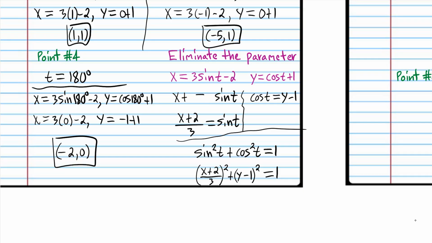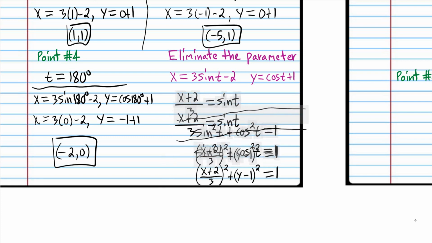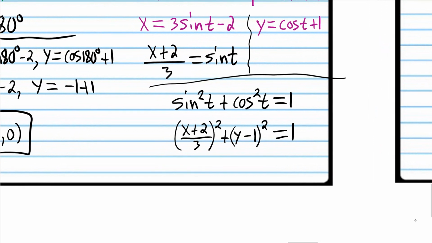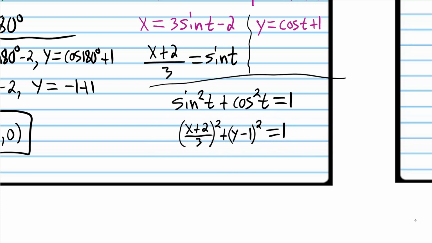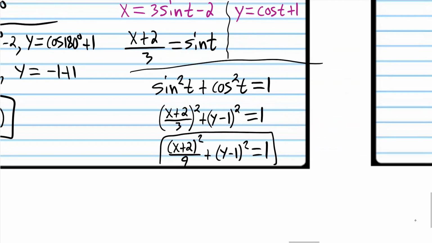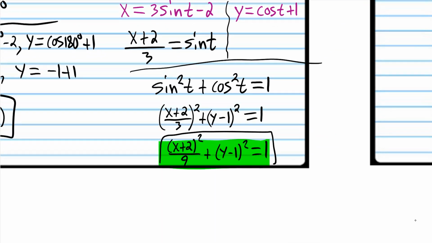So I think I'm just going to eliminate this step. You can probably do that algebra in your head. So then we're just going to simplify, and we get, let me shrink this a little bit. So we get x plus 2 squared over 9 plus y minus 1 squared equals 1. So we eliminated the parameter, and you can see that this is probably familiar. That's actually an ellipse.